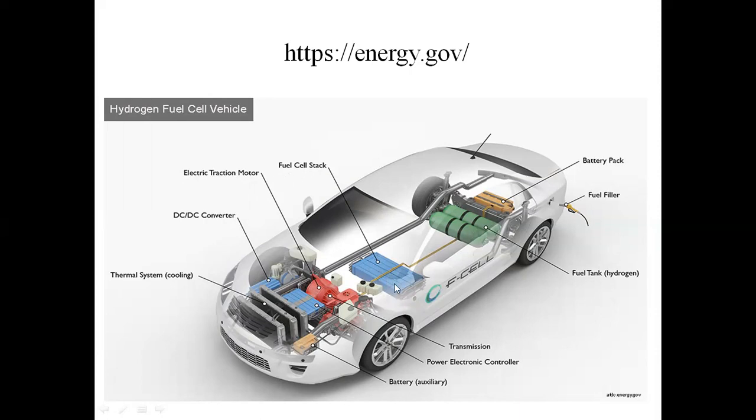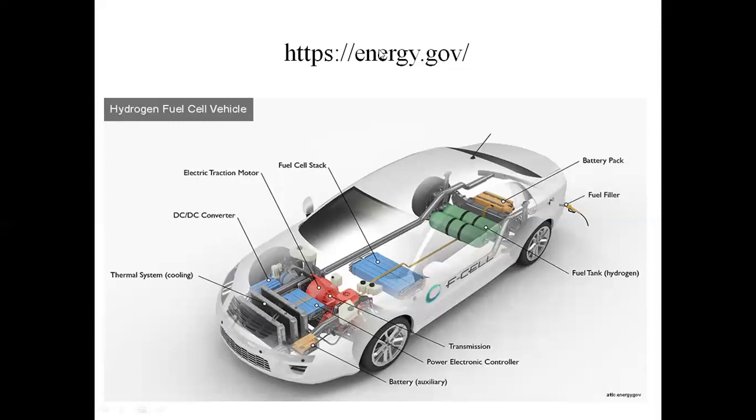The fuel cell input comes from this fuel tank. This is the secondary source, the fuel cell. This is the battery, the primary source. This is the fuel filler. If we need to charge the battery, we use this source one. If we need to fill hydrogen, the fuel is given as input here. Okay, this is the hydrogen fuel cell vehicle. This is a hybrid vehicle.